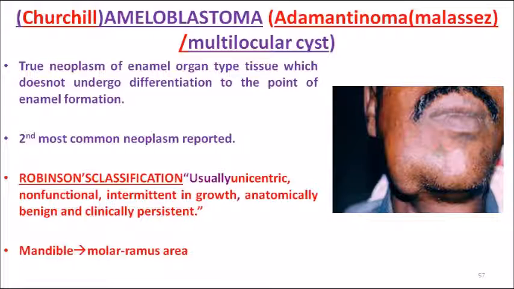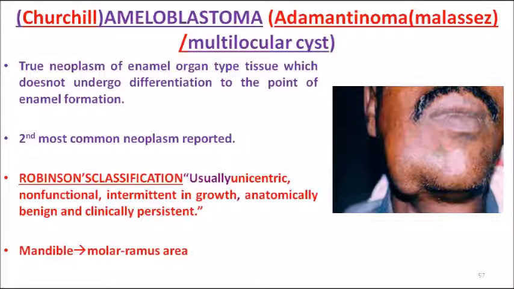So now read the definition once more and see. It's a true neoplasm of enamel organ type tissue which does not undergo differentiation to the point of enamel formation. There is formation up till the ameloblast cells, but afterwards the continuation of the development of the tooth does not happen here. So the development is only up till ameloblast cell formation. That is a characteristic feature of ameloblastoma, and it is the second most common type of neoplasm.